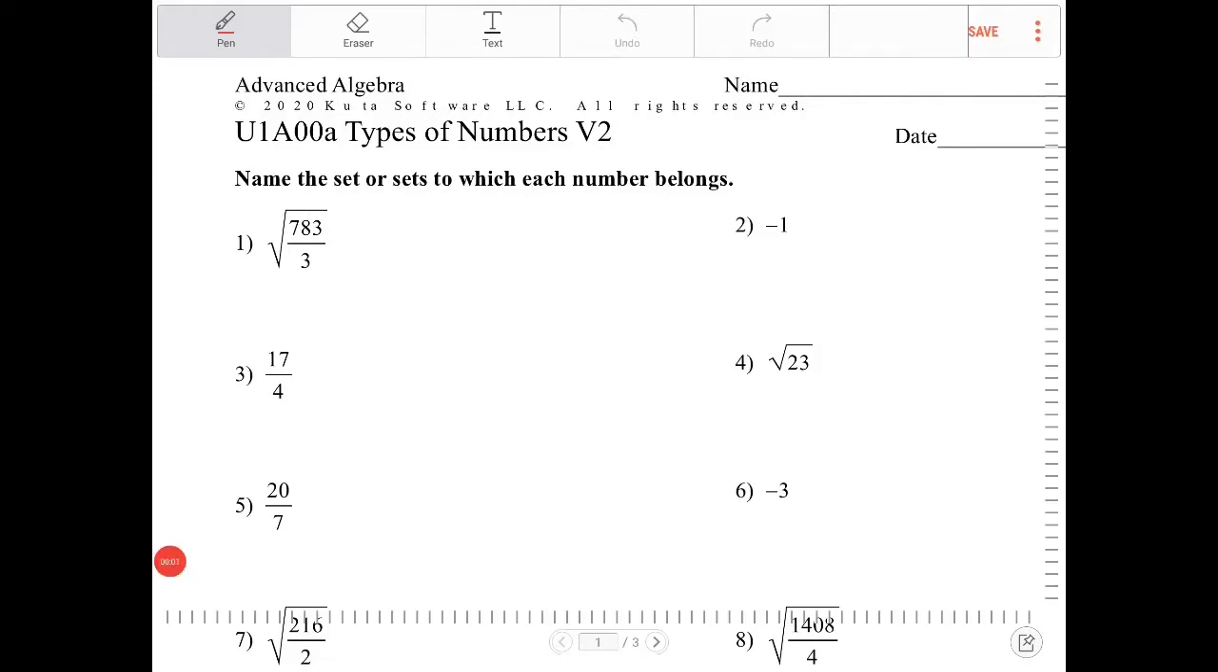Hello students, in this video I am going to go over sample examples for exercise U1A00a, which is classifying types of numbers, and then right after going through this exercise I'm going to go into U1A00b, which is order of operations. So let's take a look. In this exercise, what you have to do is name the set or sets of the numbers that are being presented to you.